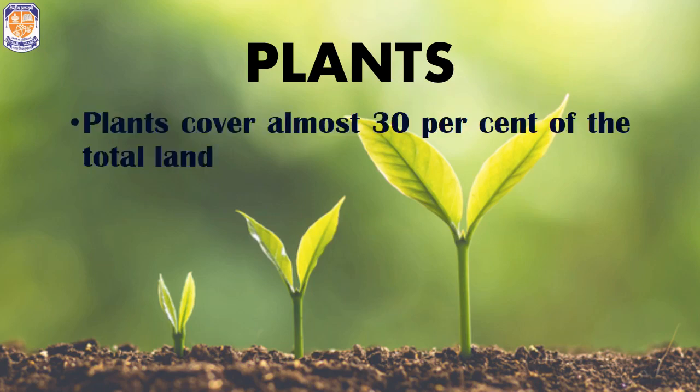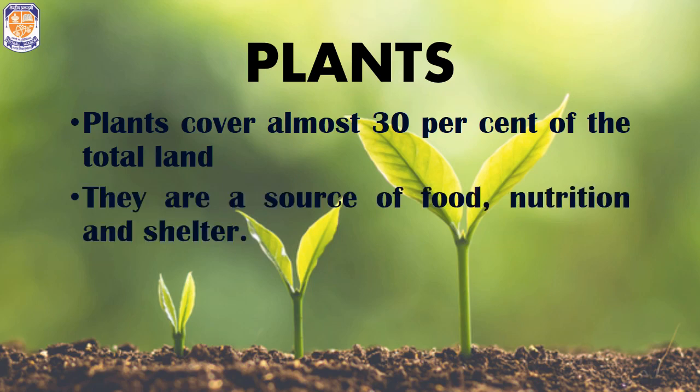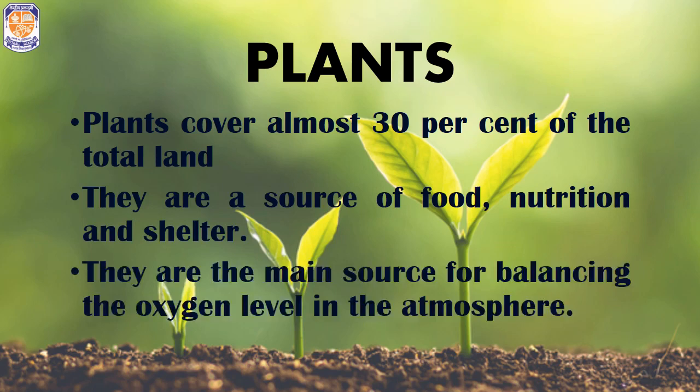Plants. Plants are very useful to us. They cover almost 30% of the total land that is present on the earth. They are a source of food, nutrition and shelter for all the organisms that live on planet earth. They are the main source for balancing the oxygen level in the atmosphere because they release oxygen and they absorb carbon dioxide, so they are also known as green lungs of nature.